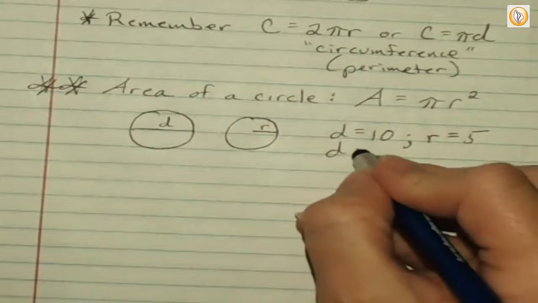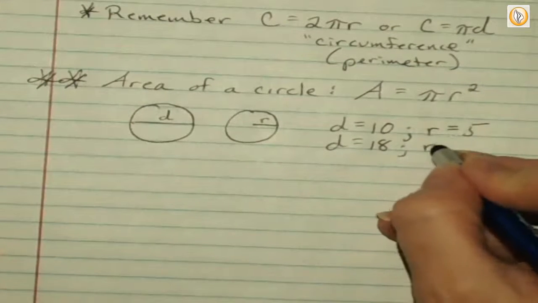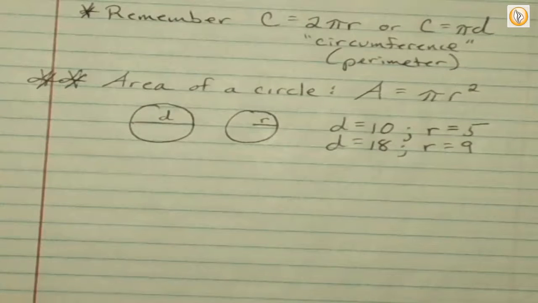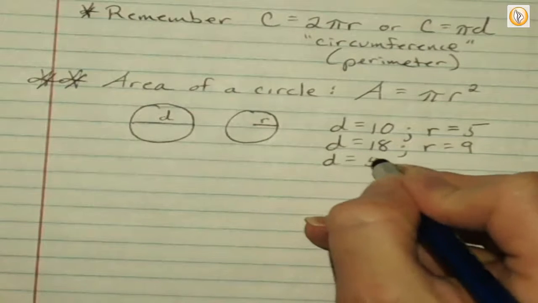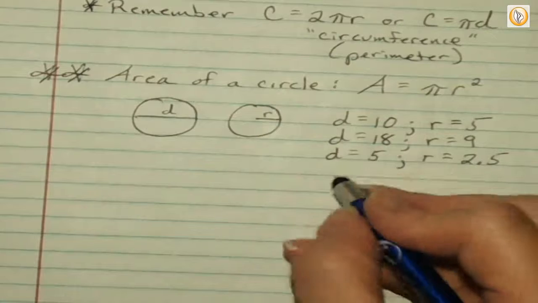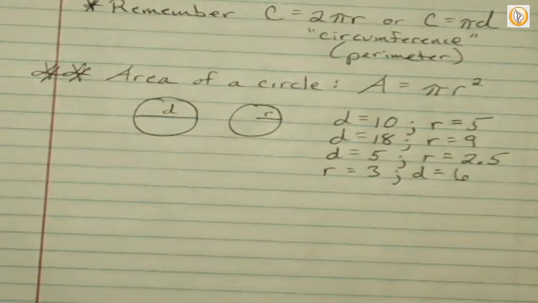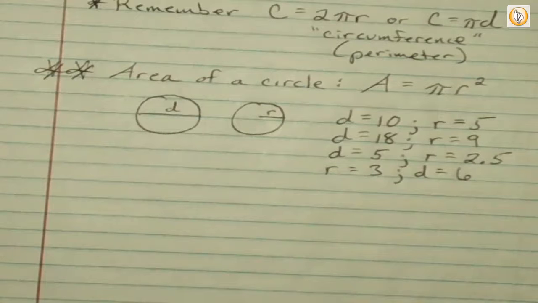So what is the radius if they give you the diameter of 18? There you go, it's 9. What if they give you a diameter of 5? What would the radius be? 2.5. There you go. It's not always going to be perfect, you know. What if they give you the radius of 3? What is the diameter? 6. There you go. So y'all can go back and forth. So that's the first step.